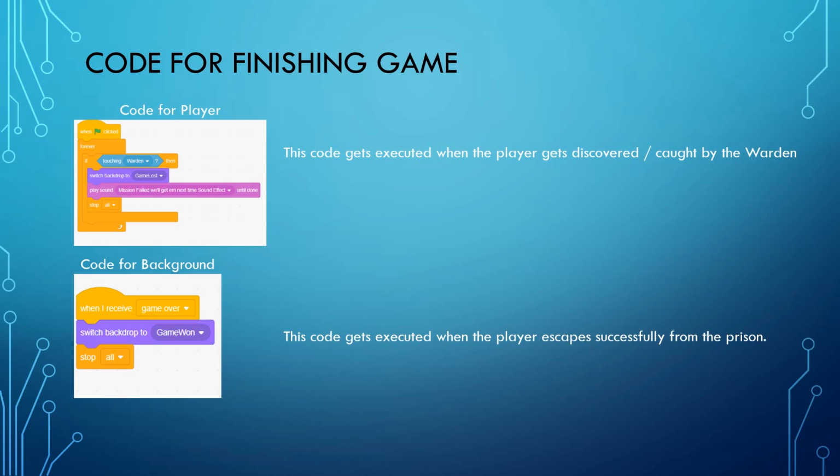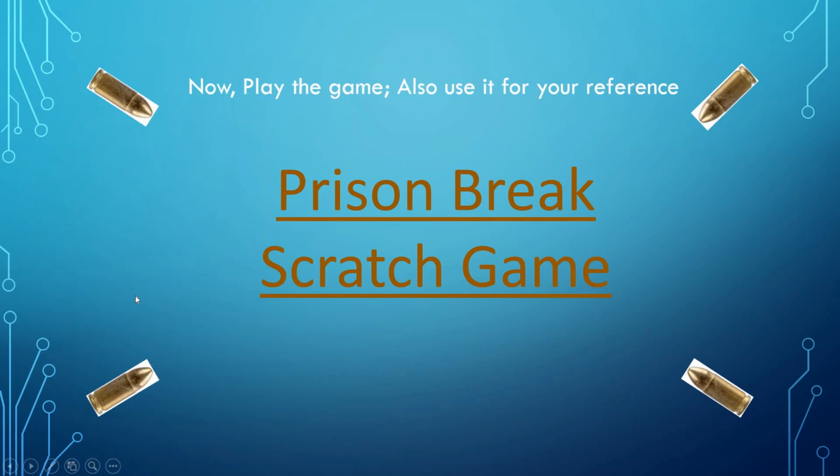What happens if game over? If the player is touching the warden, meaning the player is discovered, it switches backdrop to game lost. You can use anything, like writing game lost or game finished in the game lost backdrop, sorry. And then you can play any sound or special effect. Whereas if the game is won, then when I receive game over, switch backdrop to game won and stop all. Now we will play the game. Also you can use it for your reference.